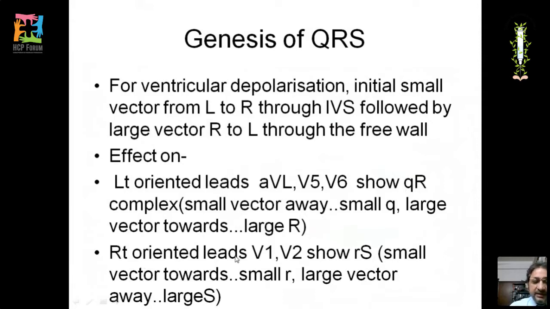For the right-sided leads like V1 and V2, what we get is an RS pattern. Why? Because again, firstly the impulse comes from the left towards the right. That means it is towards the right-sided leads, but the vector is small, therefore it is a small r. And then it goes away from the right-sided leads towards the left-sided leads. Therefore, there will be a negative deflection, and since the vector is large, it will be a greater deflection. So it will be an RS pattern. So for all left-sided leads, there will be a QR pattern, and for all right-sided leads, it will be an RS pattern.